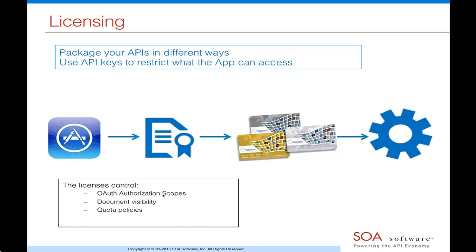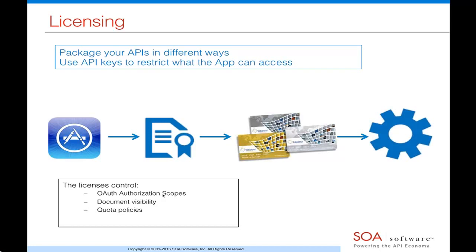One is the monetization aspect, so you can restrict the scope of what an app can access and monetize it differently. But also there's a big security aspect of it. So depending upon who the partner is or who the developer is, what's the maturity level of the developer, what's the credibility level of the developer, you might want to restrict the access of what that API, that app can access. So licenses can control OAuth authorization scopes.